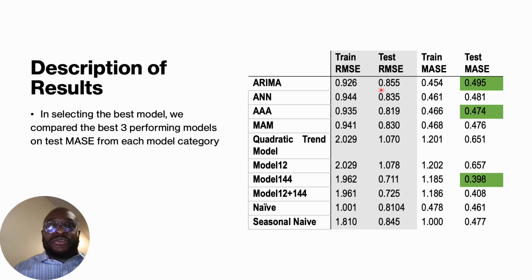So we are going to compare the ARIMA model to the AAA ETS model and model 144. We're going to look at their residuals to see how well they were able to capture the data, and also we're going to look at their ACF plots to see if there's any autocorrelation left in the residuals.